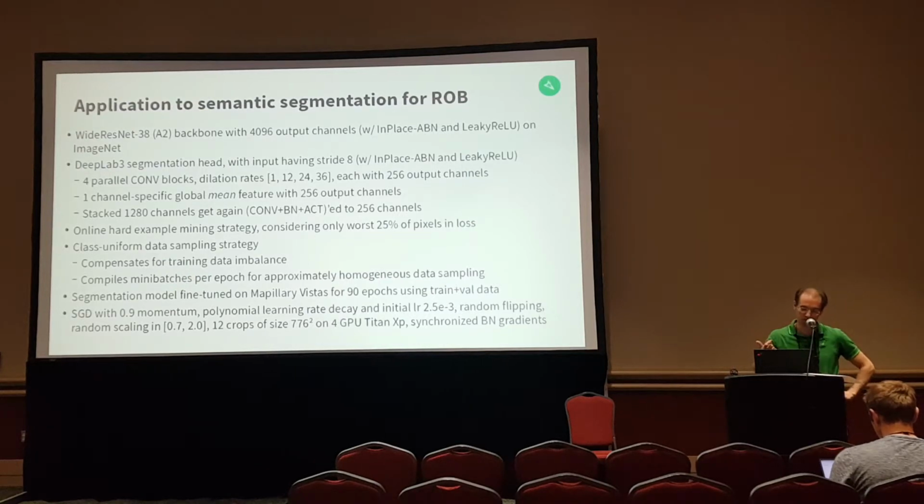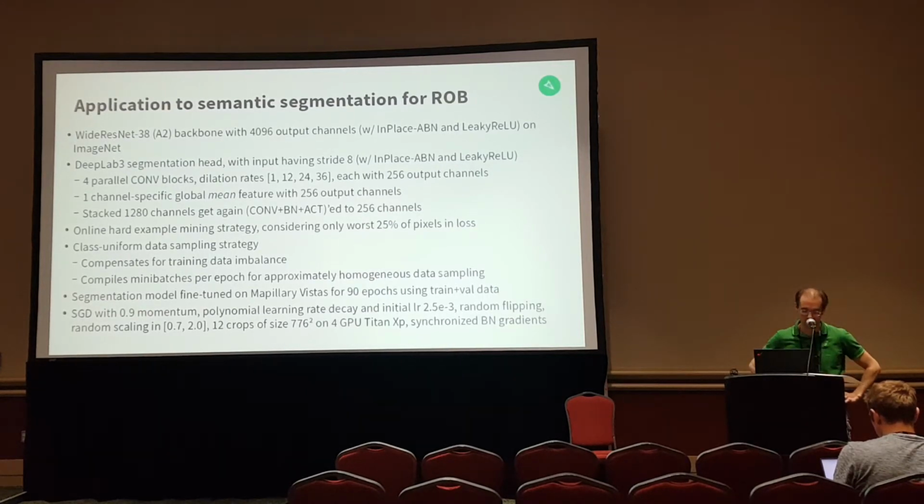Moreover, we need to compensate for imbalancing in the distribution of the training data. So what we used is a different sampling of the data, which is done in a way that we get a roughly uniform distribution over classes at the end of the training. When you consider the distribution of the classes that we have seen at the end, it's roughly uniform. And the segmentation model above has been fine-tuned on Mapillary Vistas for 90 epochs. And we used, in that case, train and validation data.